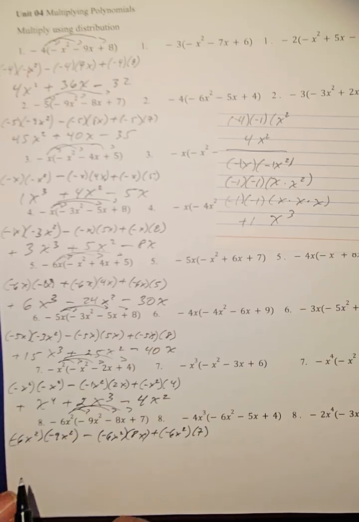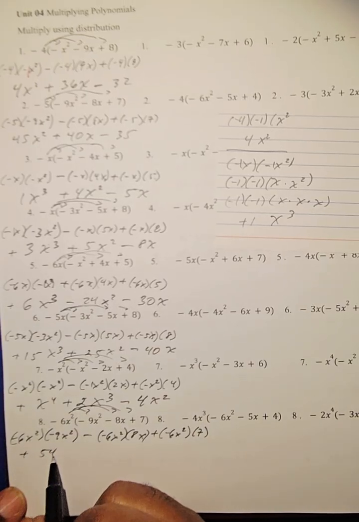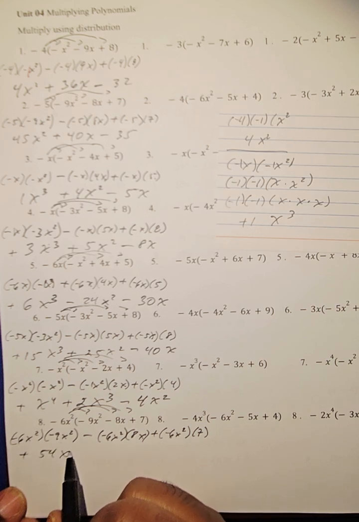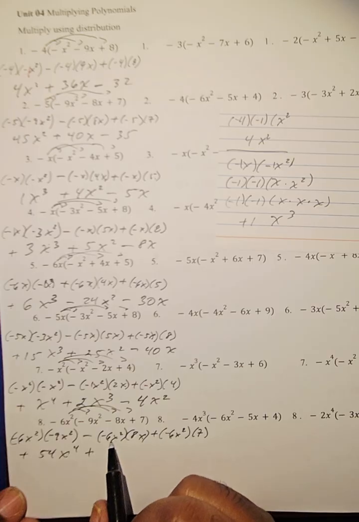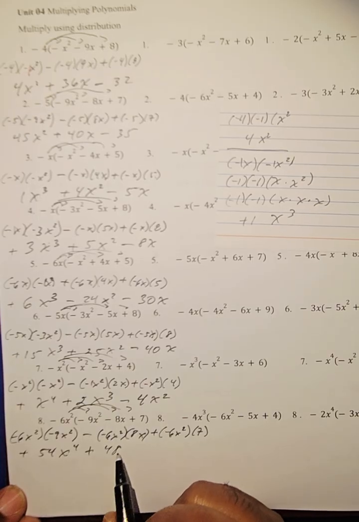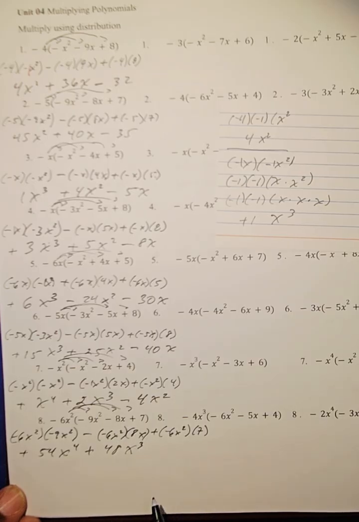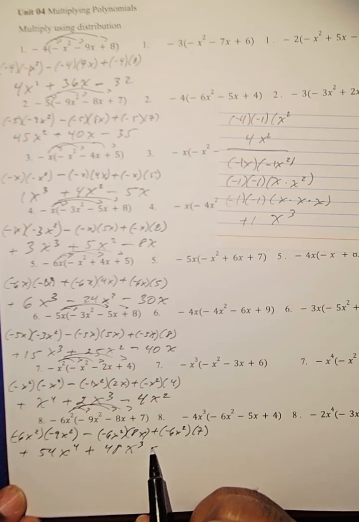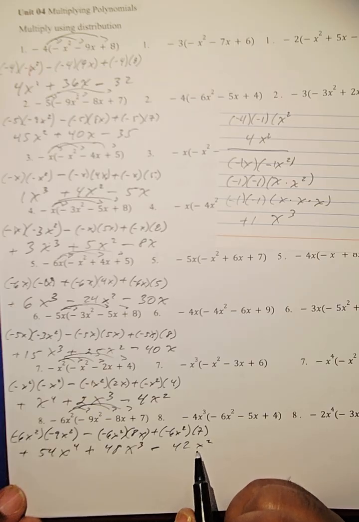So what we'll get is two negatives will give us positive. 6 times 9, 54. X squared times x squared is x to the fourth. Multiplying two negatives, this will be positive. 6 times 8 will be 48. And the x squared times x is x to the third power. Next, we'll multiply by one negative, so this will be negative. 6 times 7 is 42 times x to the second power. That one is done.